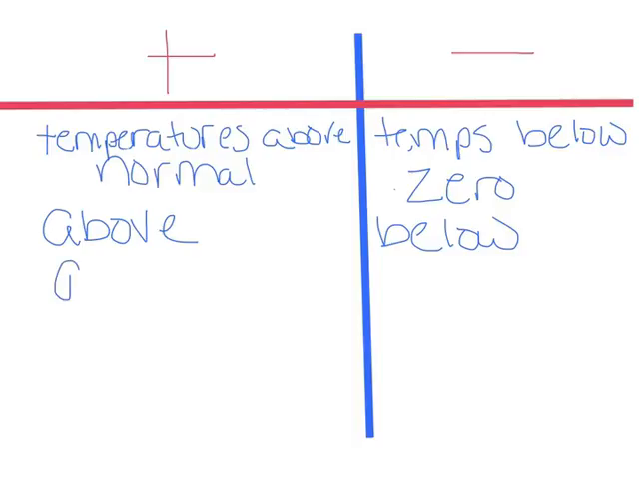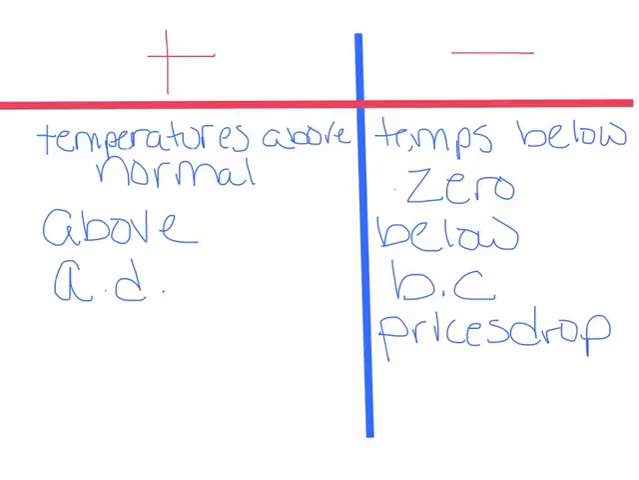Let's do our AD, like I told you before, BC. Let's also do drop. Oops, not on the right column. Let's do that again. When prices drop, that means negative. Up means positive.